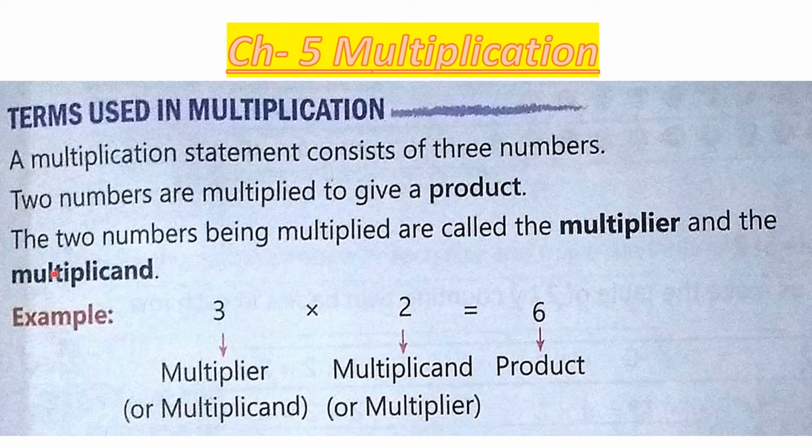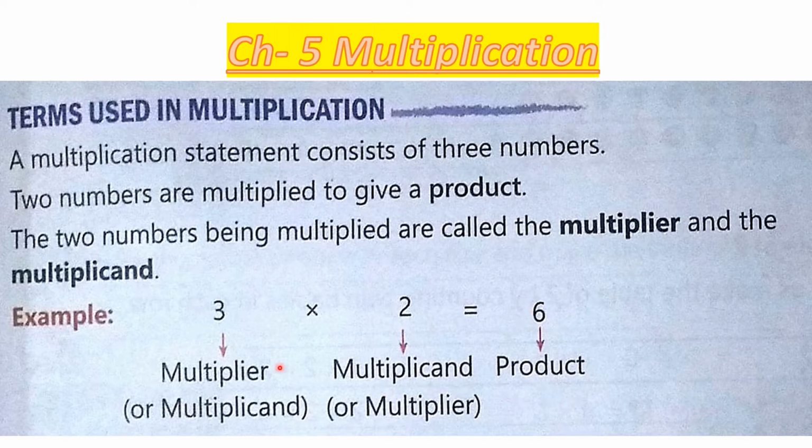So the two numbers being multiplied are called the multiplier and the multiplicand. Means these two numbers we are doing multiplication, yes or no? These two numbers are known as multiplier and multiplicand. Means this is known as multiplier and this is known as multiplicand, or we can write this is multiplicand or this is multiplier if we exchange the numbers. So this will be a multiplier and multiplicand. And the answer is known as product.